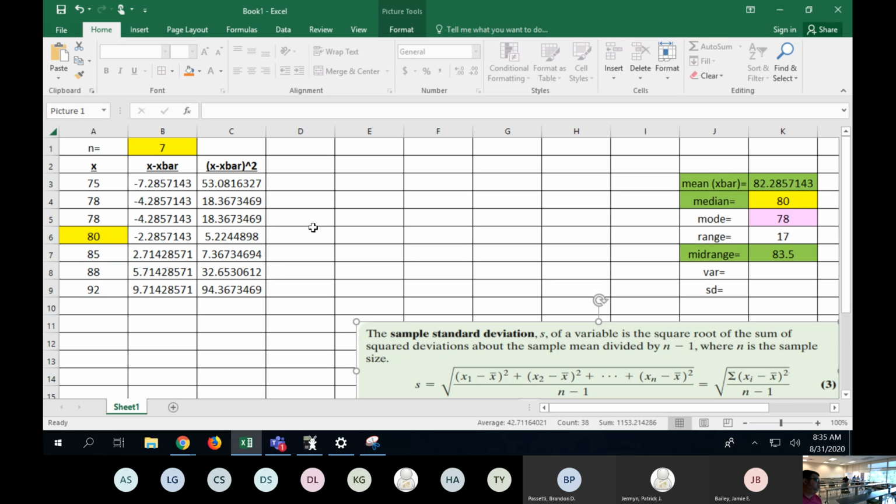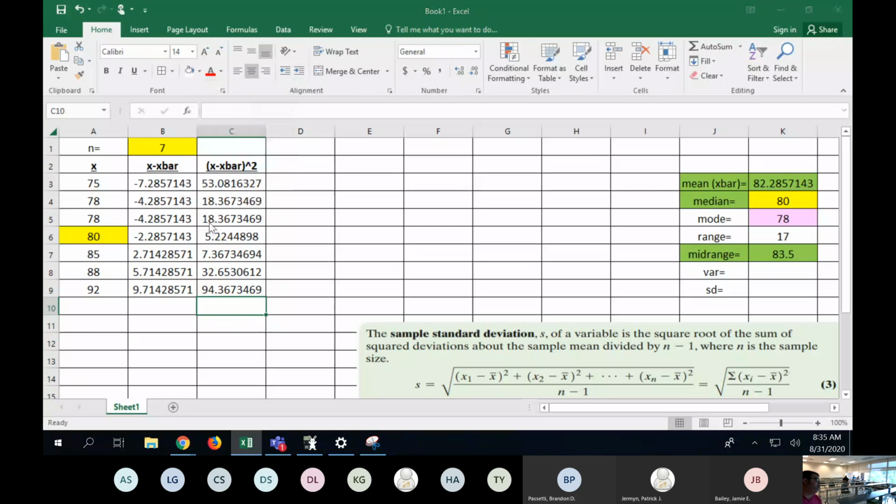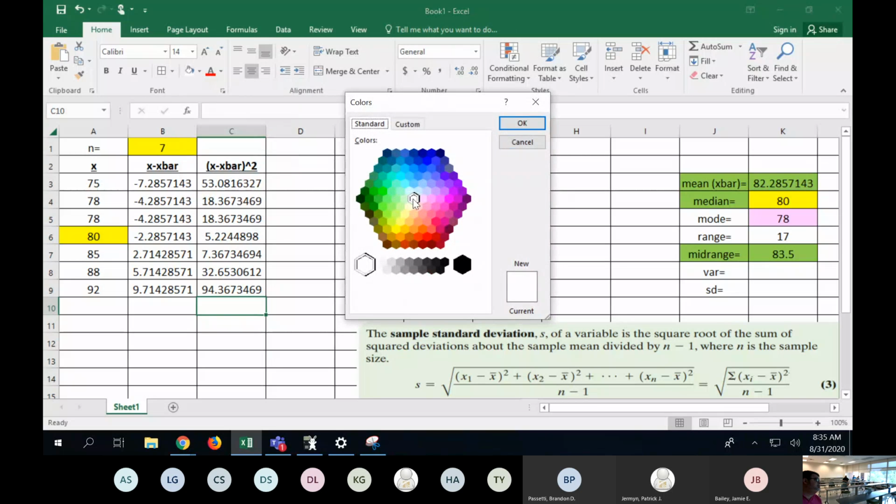All right, Miss Eves, what are we going to do with X minus X bar quantity squared? We're going to add them all up. That's what that funky looking E means. So we're going to put a total right here, and I'm going to color that. Well, that's too purpley. So we're going to color it some form of magenta.